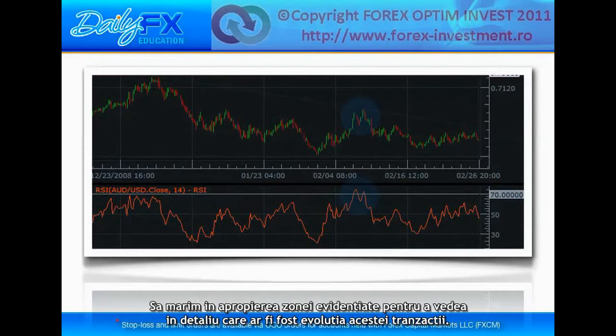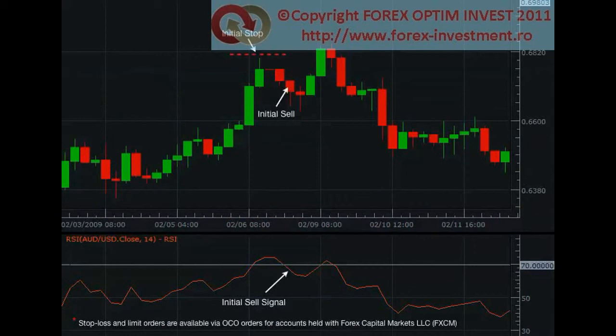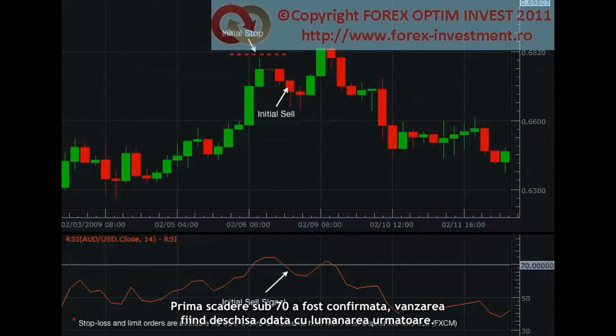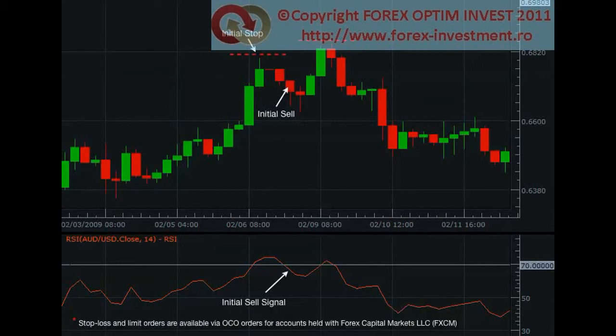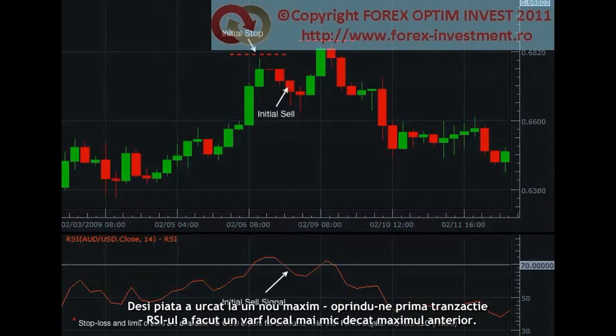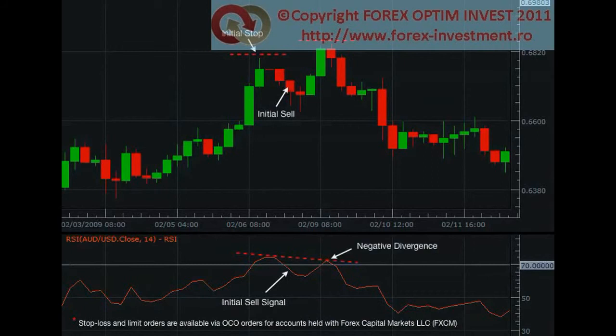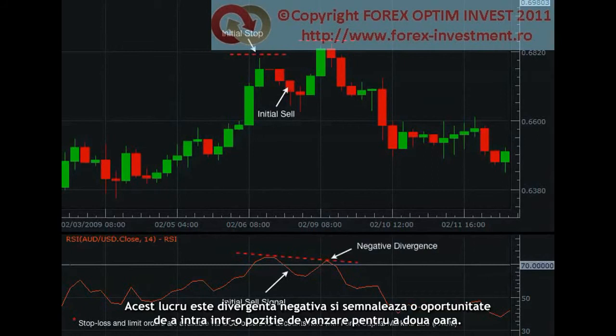Let's zoom in close on the highlighted section to see in detail how the trade would have played out. The first move below 70 was confirmed, with the sell being at the open of the next candle. But the market moved up to a new short-term high as buying interest came into the market. Although the market moved up to a new high, stopping out the first trade, the RSI printed a lower high. This is negative divergence and signals an opportunity to enter into a second sell position.